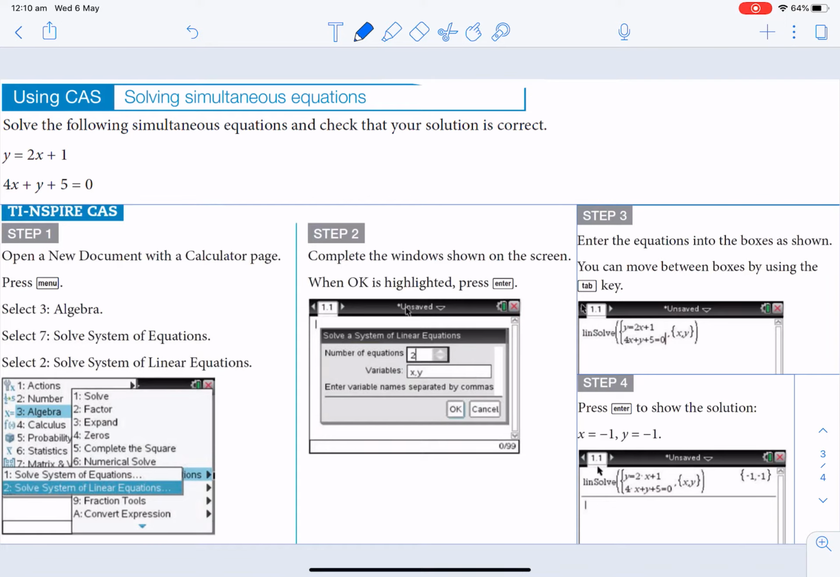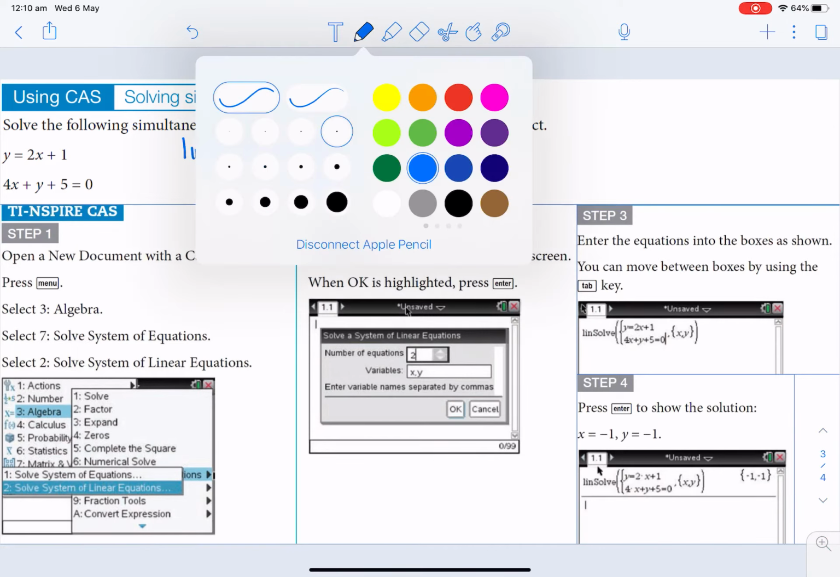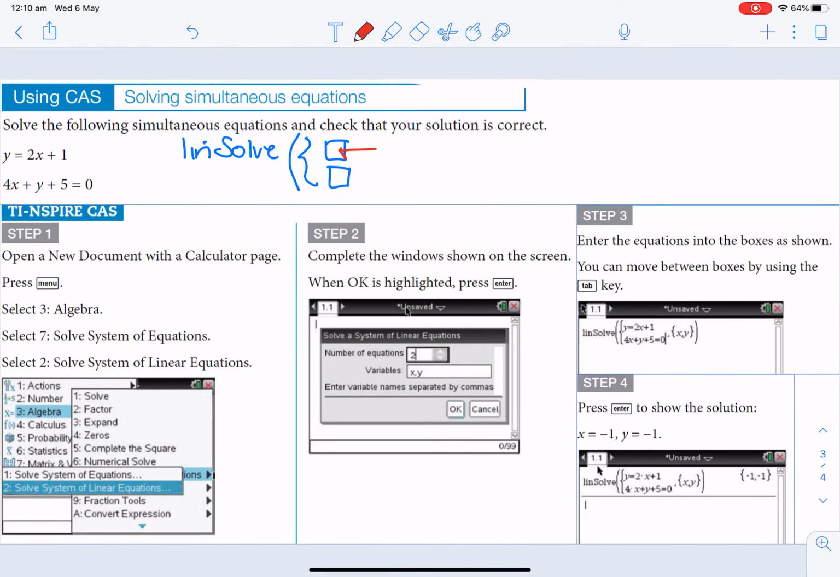When you get to it, it'll go back to the calculator screen and it'll have lin solve. Then it'll have a big bracket, a squiggly parenthesis, and two boxes. In the first box, you put your first equation. Then in your second box, you press your down arrow and put in your second equation.